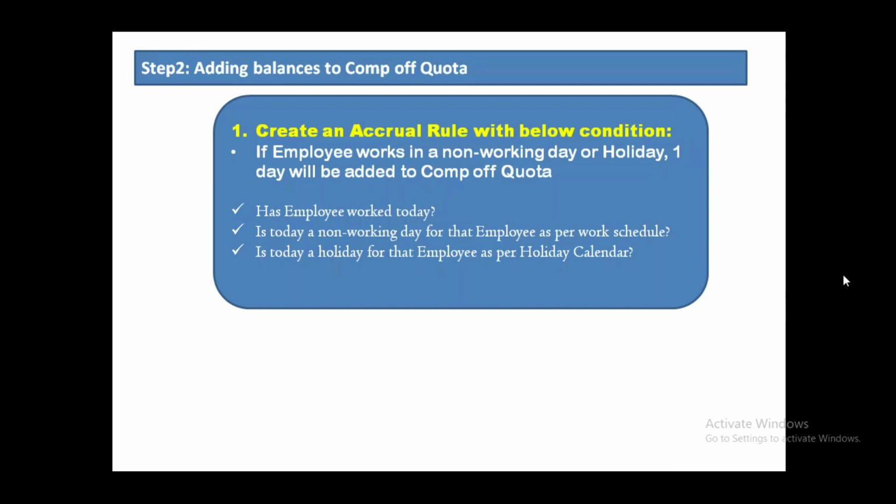So to create an accrual rule, we have to check first, has that employee worked today? As the accrual rule's frequency is daily, daily it will check, has the employee worked today, and is today a non-working day for that employee as per the employee's work schedule code, or is today a holiday for that employee as per that employee's holiday calendar. If we satisfy this condition, then the system comes to know, yes, the employee has worked today and today is a non-working day or holiday for that employee. So we have to create this accrual rule.